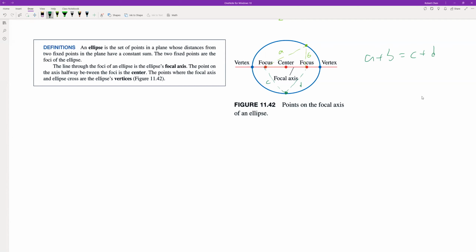Any point on the ellipse, if you figure out the distance between that point and the 2 foci and you add them together, they will always be the same. Right? So that's the property of an ellipse.